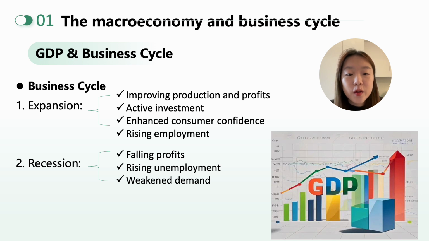For the GDP, during the expansion, the economy will improve production, make active investment, profits will increase, and recruitment will be expanded. Also, consumer confidence will be enhanced. During recession, GDP decline reflects that supply will decrease. Companies will decrease production and profit. Meanwhile, there will be an increase in layoffs and weakened demand. If GDP declines for 2 consecutive quarters, it is usually regarded as entering an economic recession, which is an important signal of the contraction stage in the business cycle.